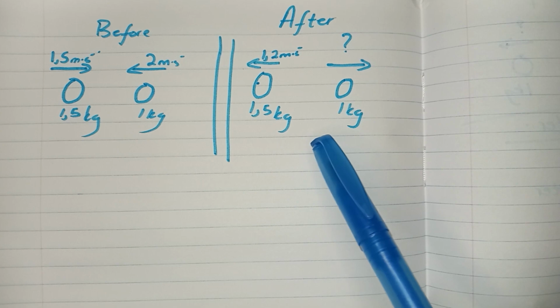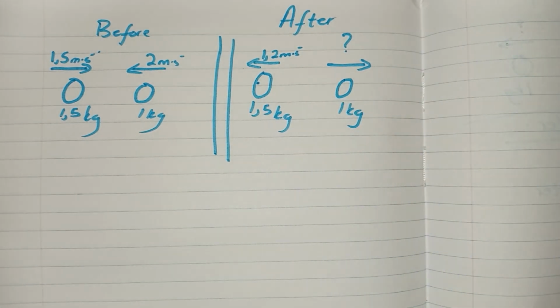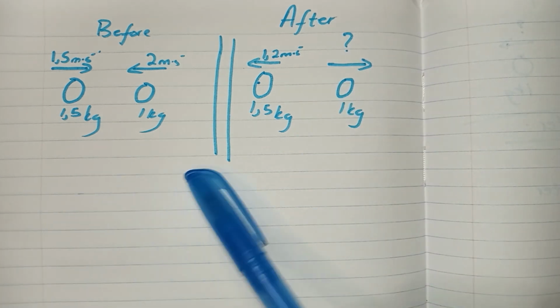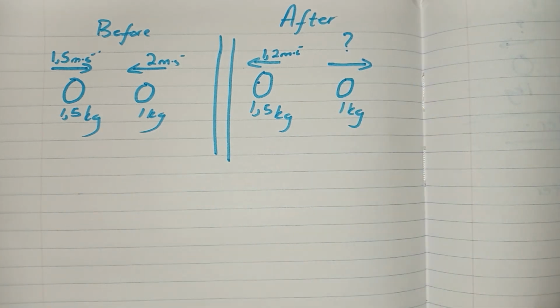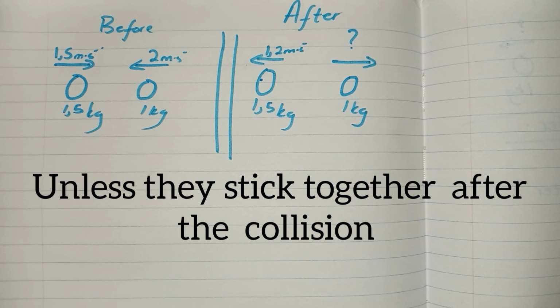Usually they tell us to find the velocity of one of the objects after the collision, or sometimes the velocity of one of the objects before the collision, but they don't make it two velocities. It's usually one. So I'm going to stop talking now because we should get to the calculations.